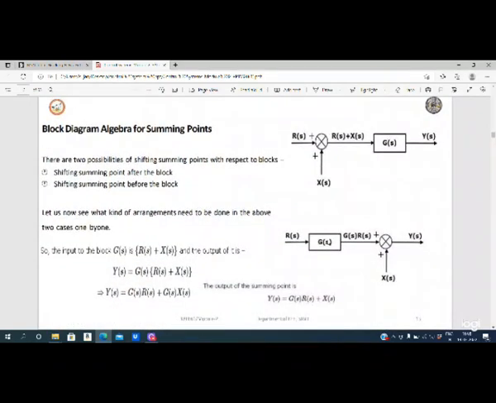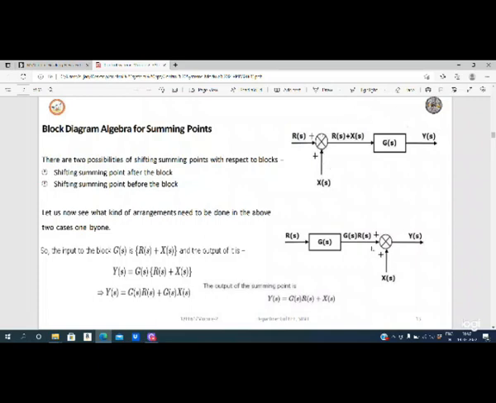Then we have block diagram algebra for the summing point. So we have a summing point here, and we have G of S here, and I'm going to move this summing point after the block. We have two possibilities of moving the summing point, that is, shifting a summing point after the block and shifting a summing point before the block. In the first representation, we are shifting this summing point after the block. See here, you have a summing point here, and it is shifted over here.